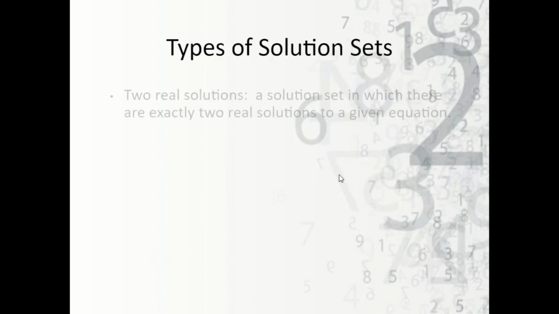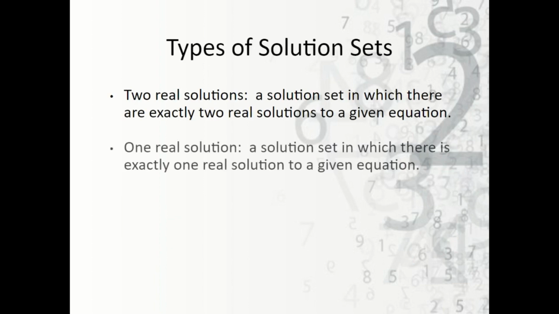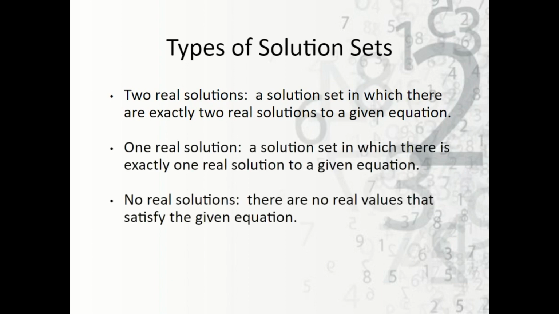Now types of solution sets. So two real solutions means that there are two answers that can work. One solution means there's only one answer. No solutions means there's none.